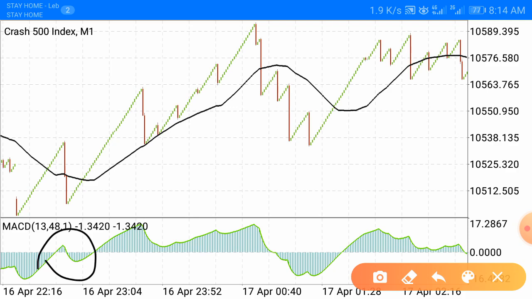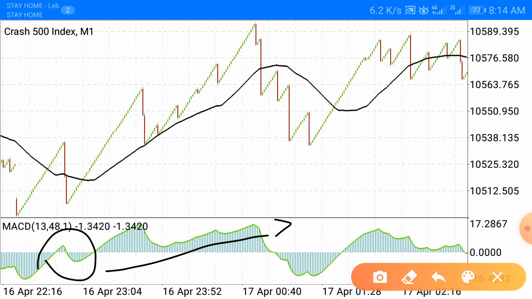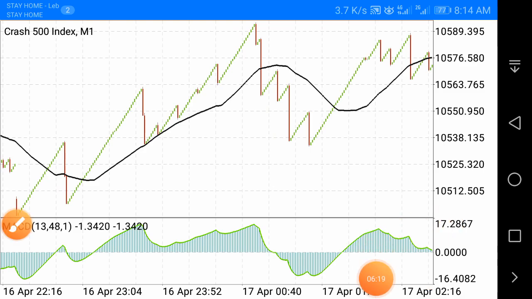Look here, a buy, and MACD also gives you a clear buy signal. So this is a very awesome strategy. If you want to make pips, kindly follow it and make more money. I hope you all understand, and I am sure you will make more pips.